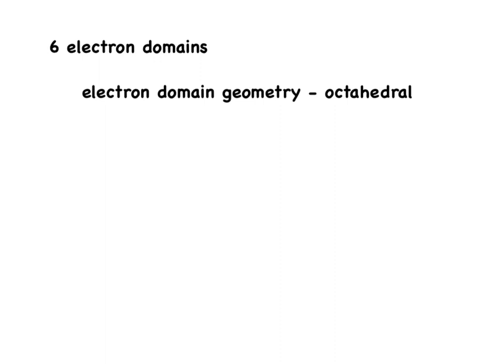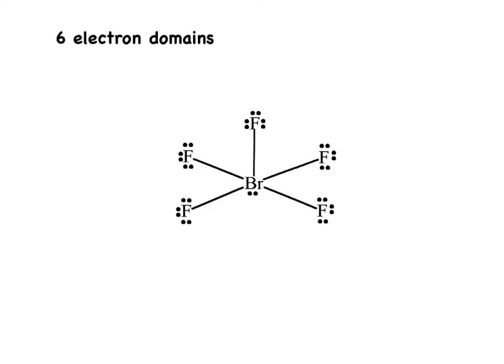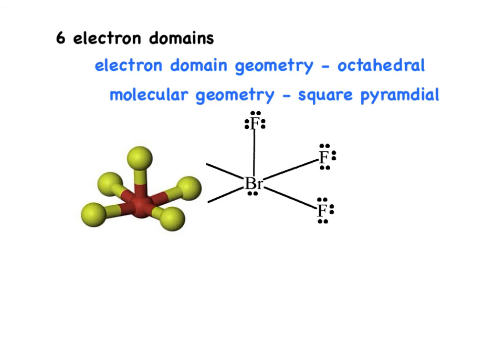6 electron domains gives us an octahedral geometry. An example is sulfur hexafluoride, with 6 electron domains, all of which are bonded. Sulfur hexafluoride's molecular geometry will also be octahedral. Boron pentafluoride has 6 electron domains, and so its electron domain geometry is octahedral. And that 1 lone pair on the central atom is going to give us a molecular geometry that is square pyramidal.